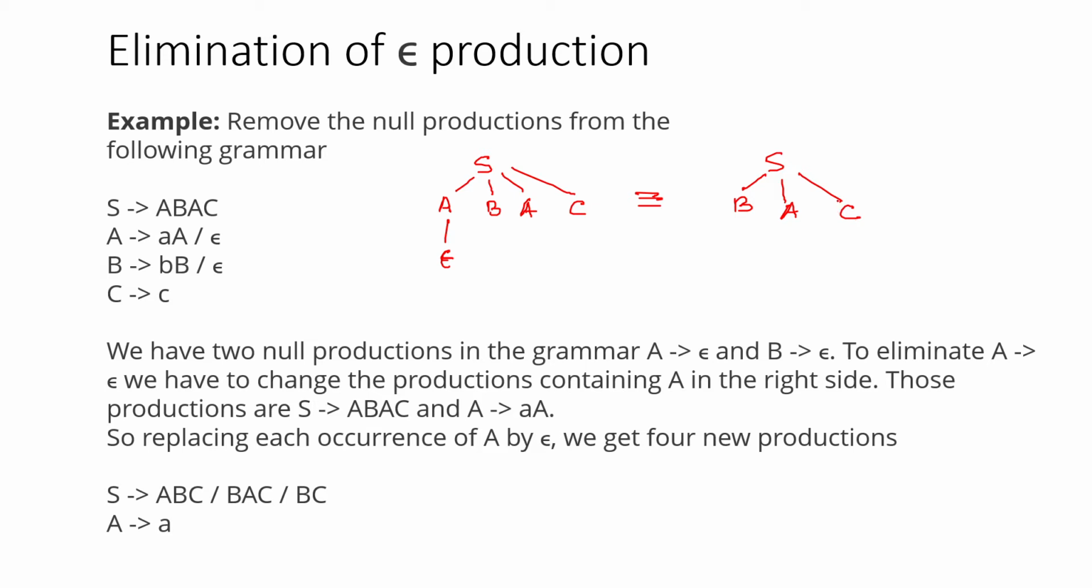Okay, now let's take another situation. I'm writing again S to ABAC, and now you can make the second A epsilon, right? Now if this is epsilon, that means whatever can be derived from this part will vanish. So what is left? ABC. So writing this is the same as writing S to ABC. It vanishes because of this epsilon.